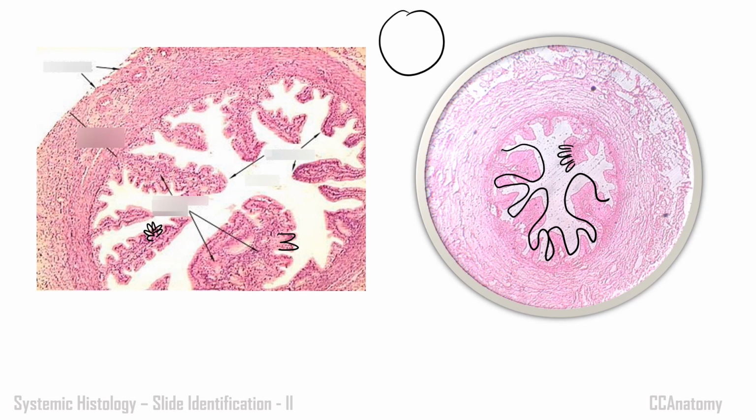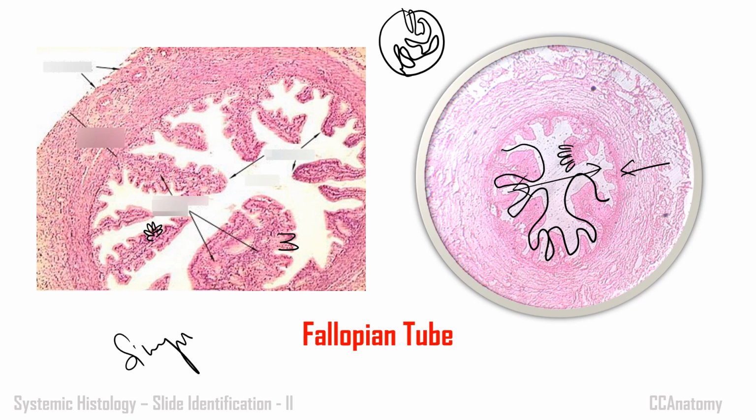Okay, if this is the lumen, most of the part of the lumen is occupied by these folds. This kind of appearance is seen in the fallopian tube. The muscular coat is comparatively thin. It is not a vast difference. And the folds are almost getting into the lumen itself. So this is a slide of fallopian tube. Here the lining epithelium is simple columnar with cilia.